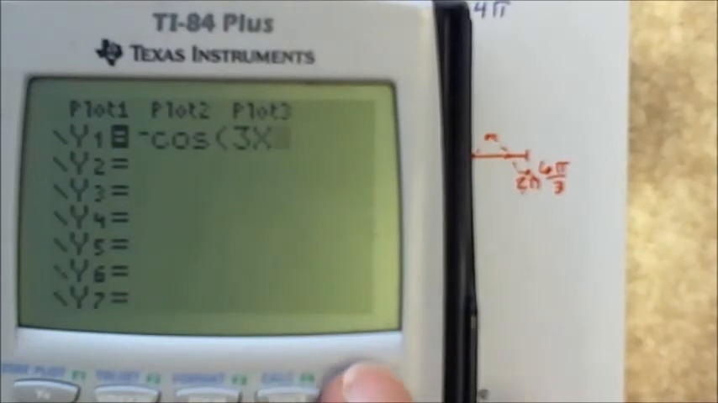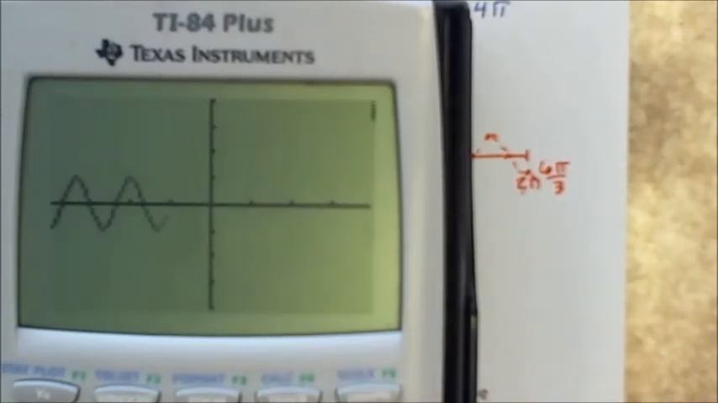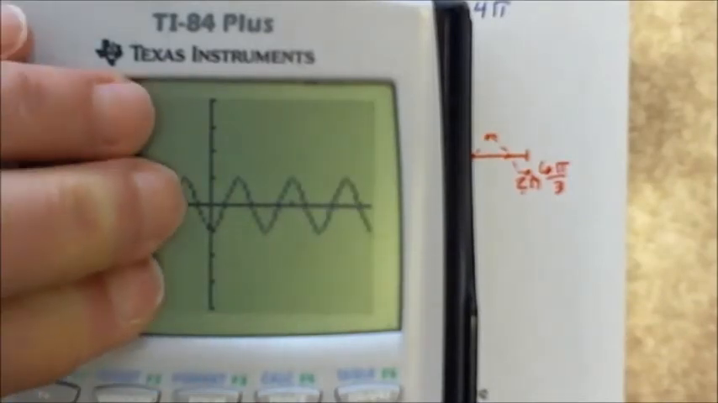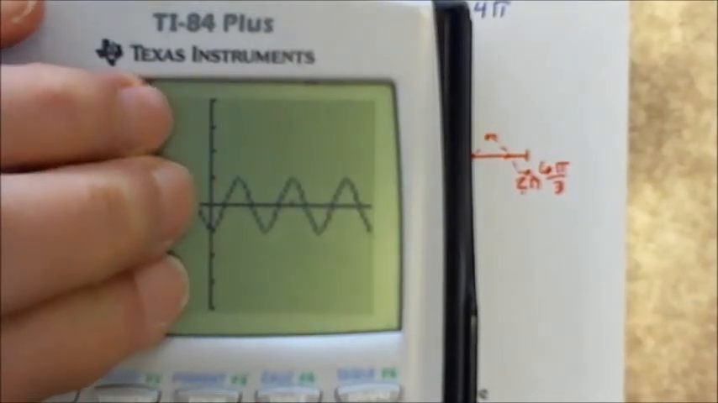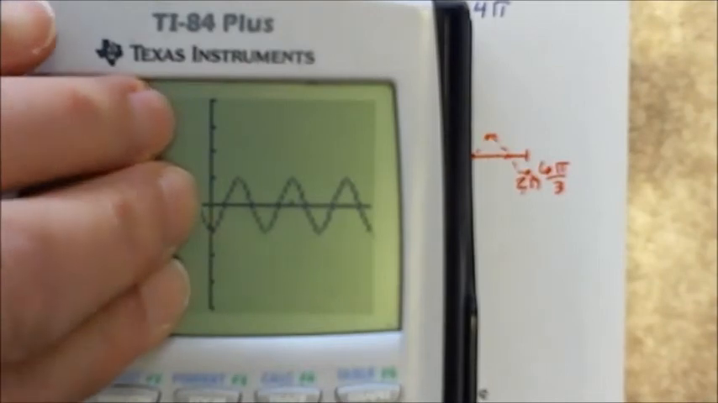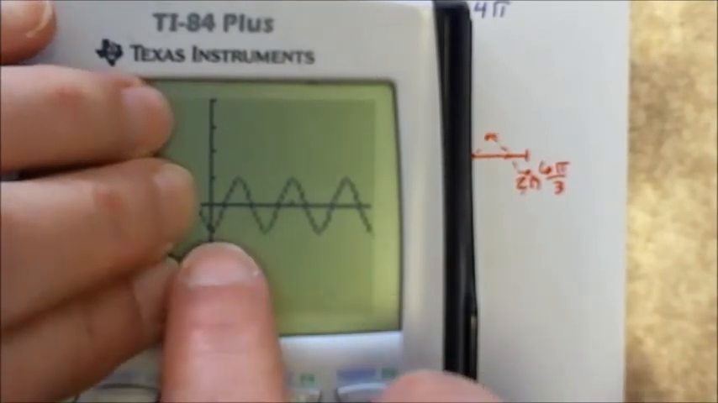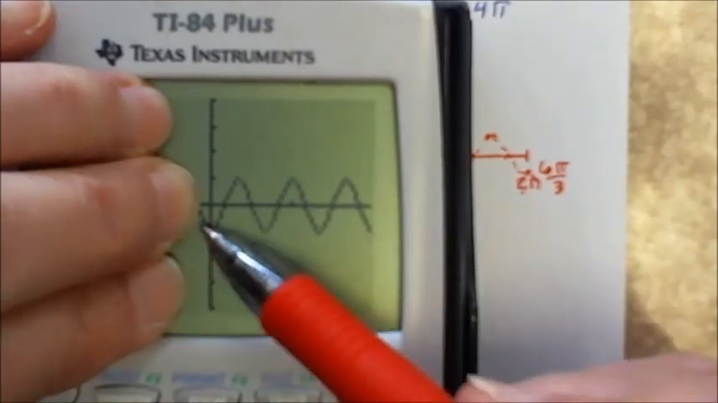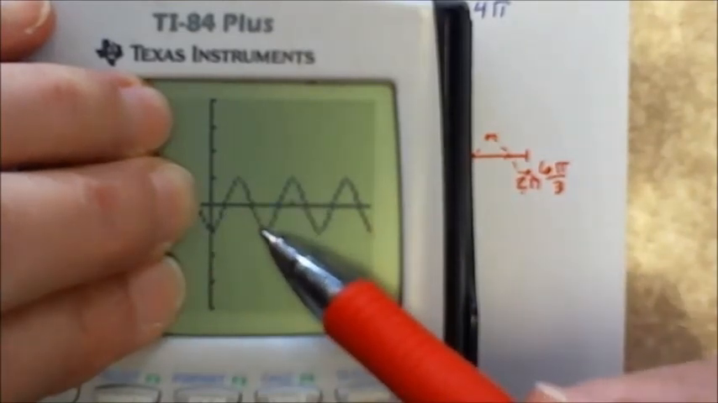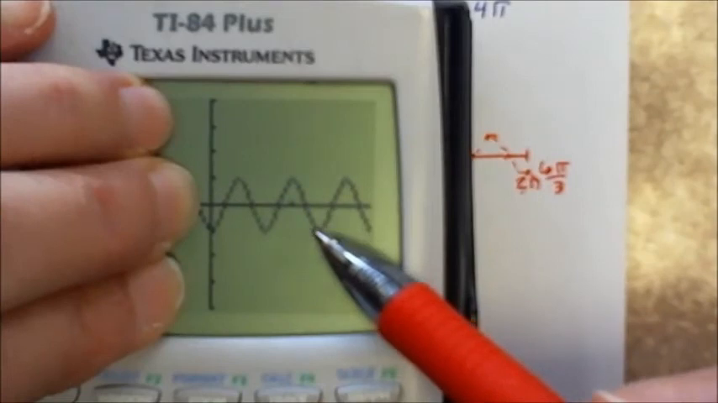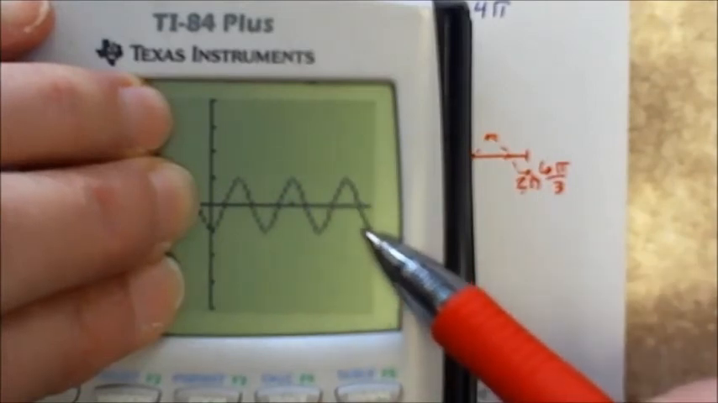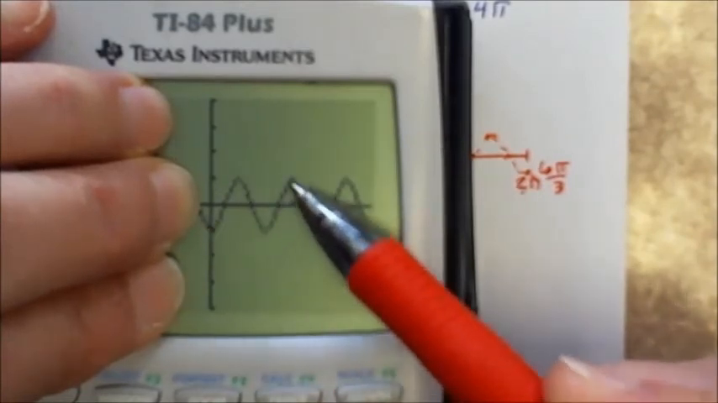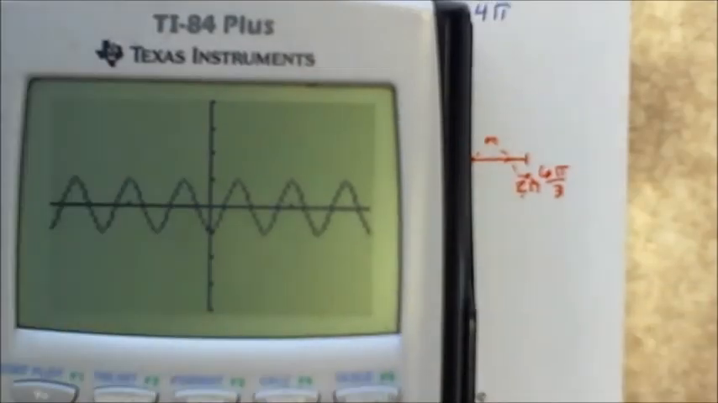Negative cosine 3x. Okay, there we have it. It's inverted because the leading coefficient was negative, so we started at -1. Here's one complete cycle, second complete cycle, and then the third. So we have 3 complete cosine cycles from 0 to 2 pi.